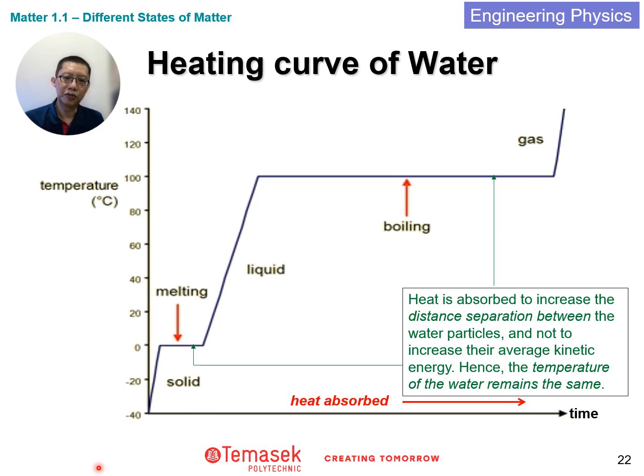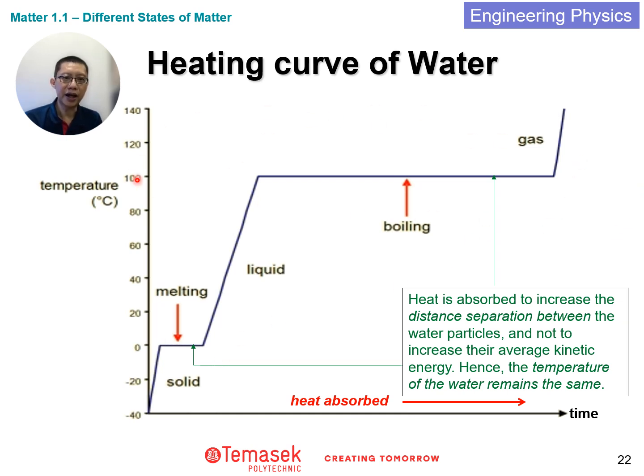This heating curve of water shows how water changes states as heat is absorbed. At 0 degrees Celsius, the change of state from solid to liquid occurs, melting. During this process, the temperature stays constant because the absorbed heat is not increasing the kinetic energy of the water molecules. Instead, it is used to increase the distance separation between the water particles as the ice melts.